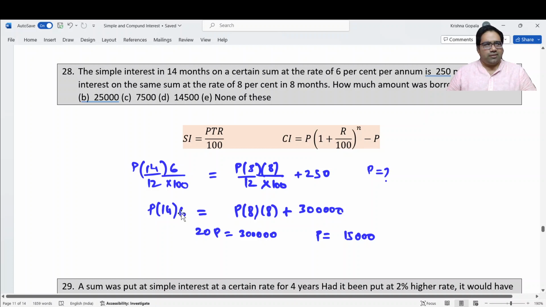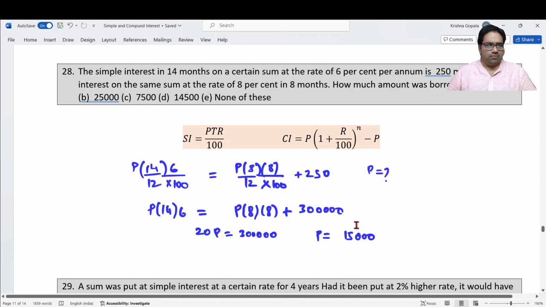Right. If you simplify this, P into 14 into 6 equal to P into 8 into 8 plus 1200 into 250. It is 3 lakhs. That means 84P minus 64P, right? 20P is equal to 3 lakhs. P is equal to 15,000.